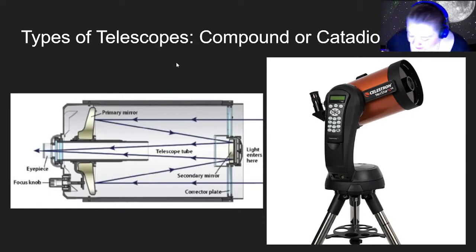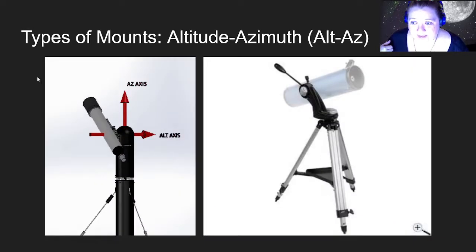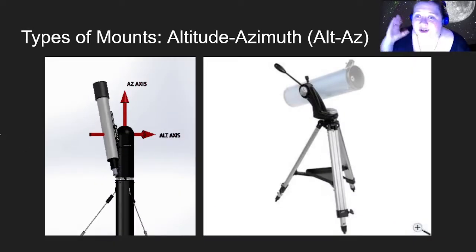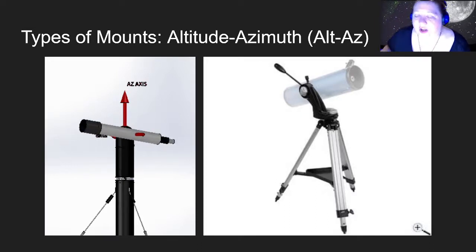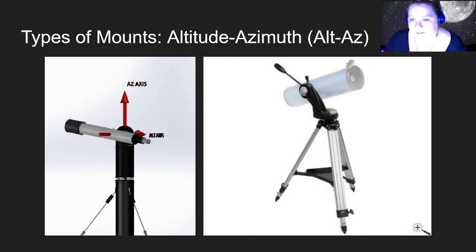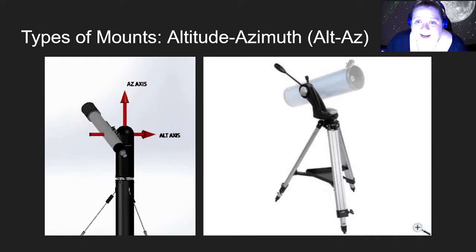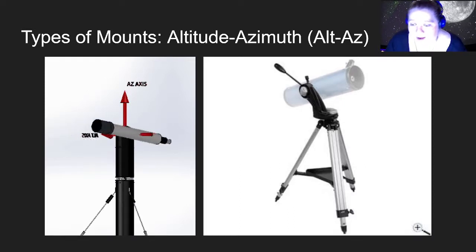All right, but then the next decision that you're going to have to make is what type of telescope mount do you want? And this is what the telescope itself actually sits on. And there are two main types. The one we're showing you here is an Altitude-Azimuth mount, or an Alt-Az mount.